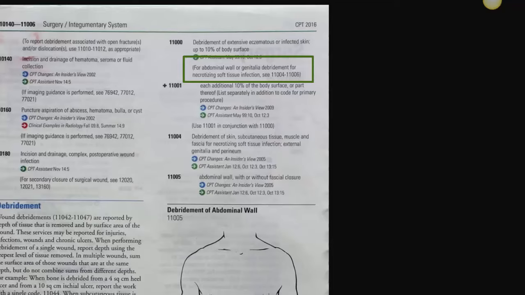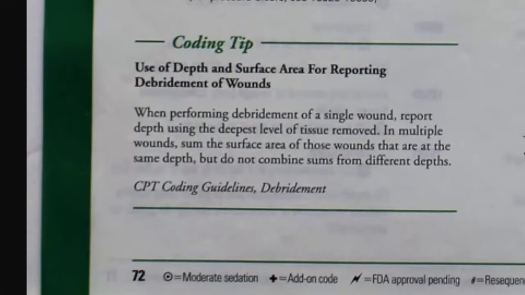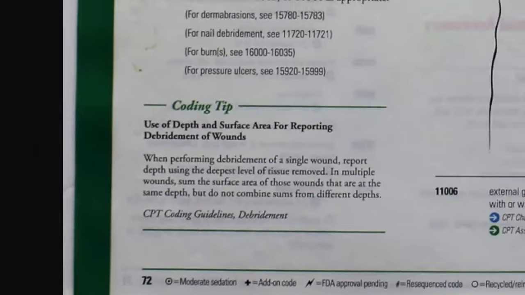Parenthetical notes can also give directions to modifiers that may need to be added to a particular code, as well as other notes. One last thing you'll want to pay close attention to is the coding tip. This reminds you of guidelines and gives instructions at times on what a particular procedure involves. For instance, this one here reminds you to code to the deepest level when coding a debridement. You will notice these randomly throughout your book.